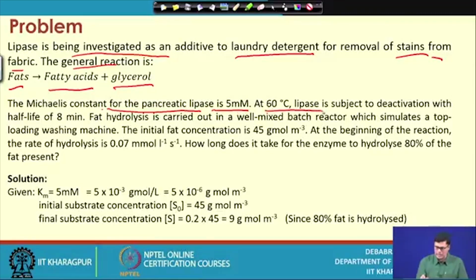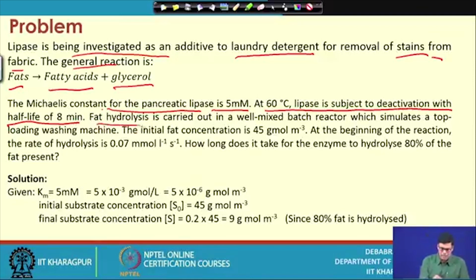At 60 degrees centigrade, lipase is subjected to deactivation. I told you that deactivation is a very important characteristic of enzymes, here with a half life of 8 minutes. I already discussed what half life is: half life means the time required for reducing the activity of the enzyme to half.